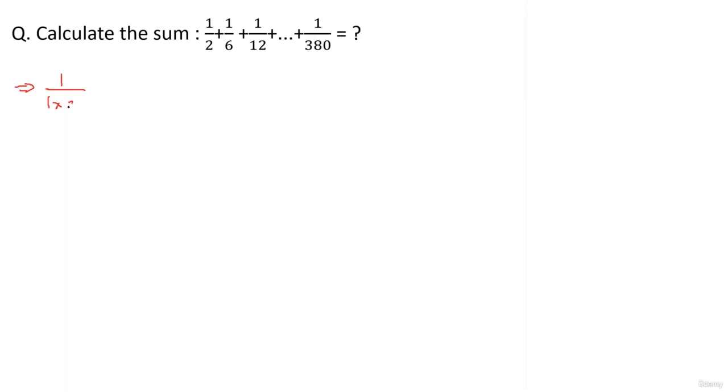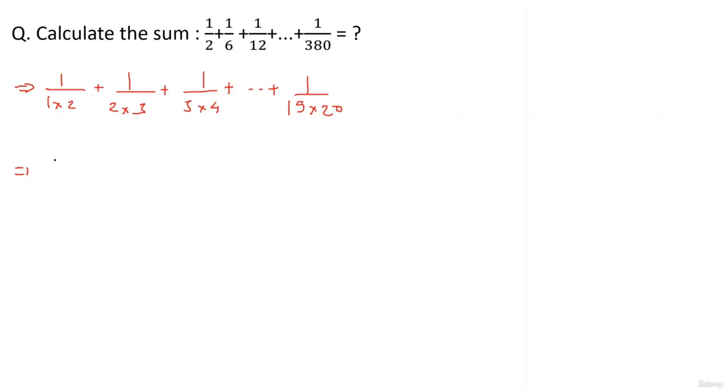1 upon 1 into 2 plus 1 upon 2 into 3 plus 1 upon 3 into 4, plus, up to 1 upon 19 into 20. Now guys, the numerators are 1 everywhere, right? इस 1 को हम बहुत smartly replace करते हैं किससे? Denominator के term से. कैसे?